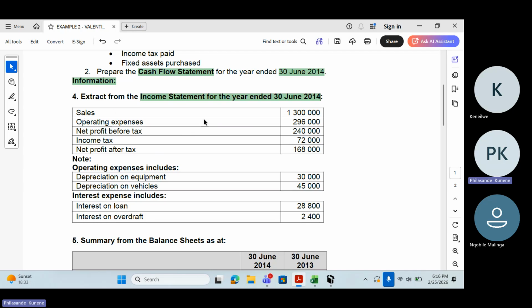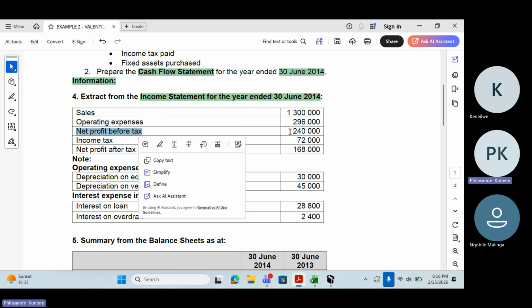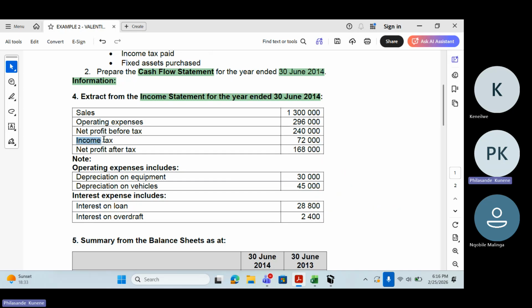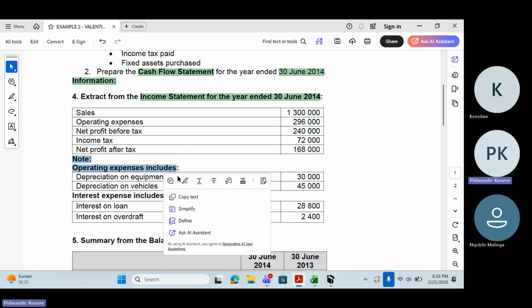Number 1, we have sales, which is 1,300,000. We have operating expenses, which is 296,000 rands. We have net profit before tax, which is 240,000 rands, and then we have income tax, which is 72,000. Then we have net profit after tax, 168,000 rands. Then here they're saying note, operating expense includes.